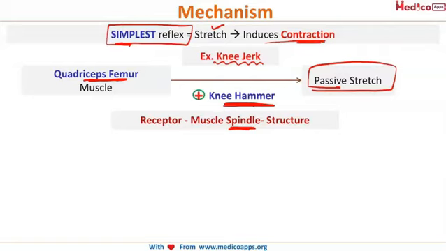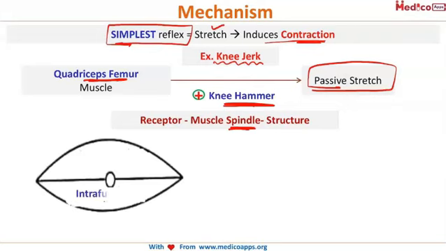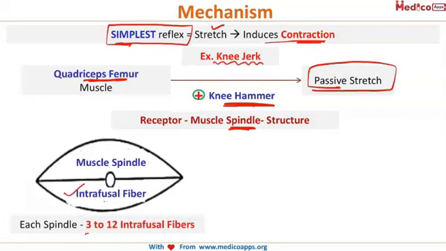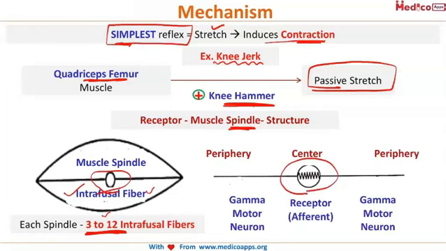Now let's understand the structure of the muscle spindle. This is how a muscle spindle looks with its intrafusal fibers. Each spindle has 3 to 12 intrafusal fibers. Now let's look at this intrafusal fiber in detail. This is the center of the intrafusal fiber, which is the receptor, that is, the afferent component, and both the peripheral ends are innervated by gamma motor neurons. So the center is the receptor and the peripheral ends are innervated by the gamma motor neurons.